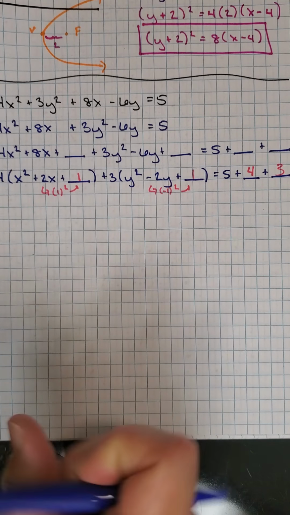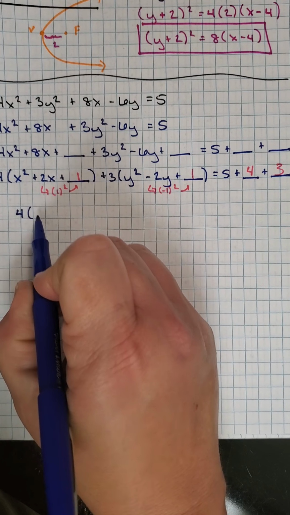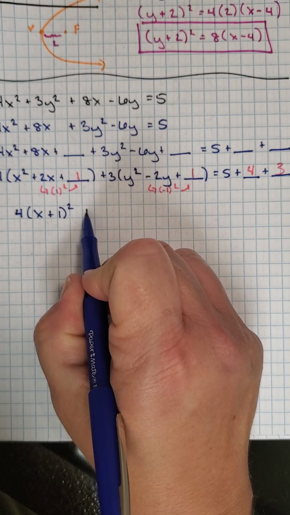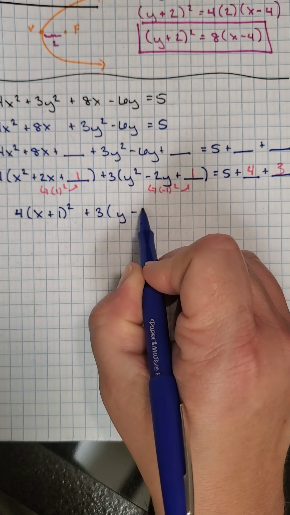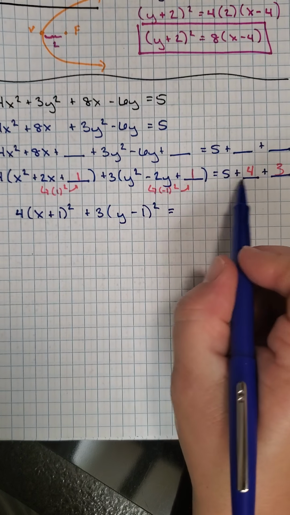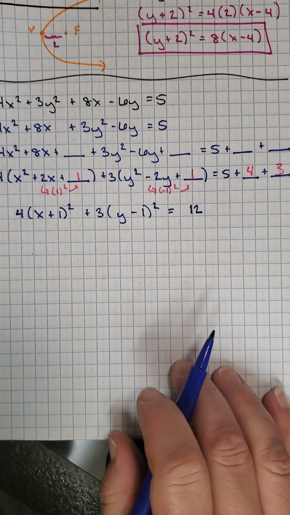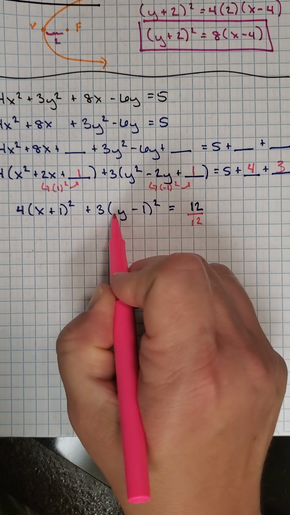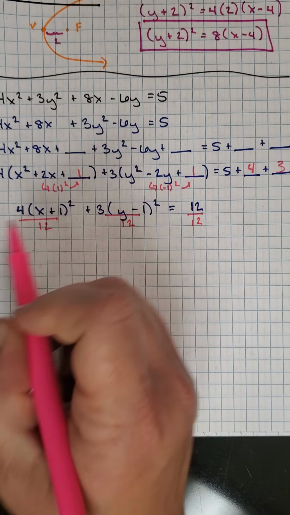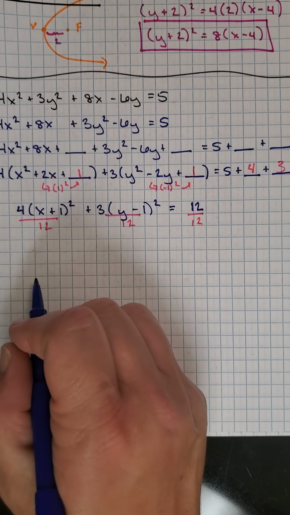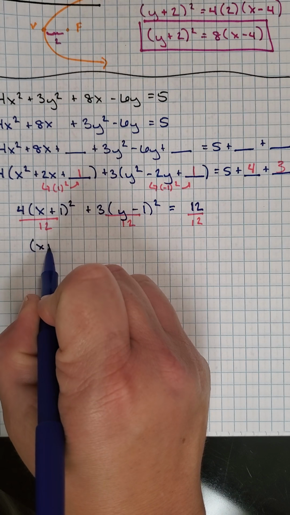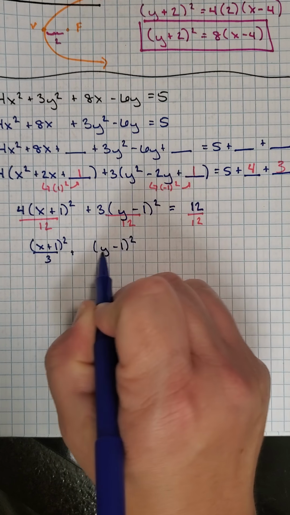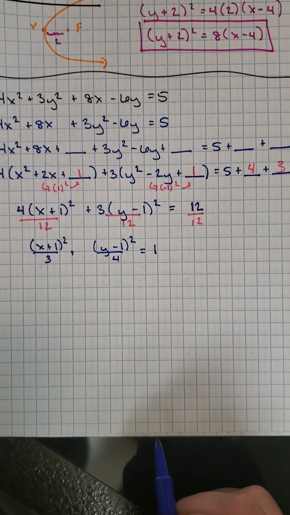So we completed the square, so now we made a perfect square trinomial, so we can make it 4(x + 1)² + 3(y - 1)² = 9 + 3, which is 12. But we don't want it to equal 12, we want it to equal 1. So we're going to have to go through and divide everything by 12 so that it will equal 1. So 4 goes into 12 3 times. So we have (x + 1)²/3 + (y - 1)²/4 = 1.